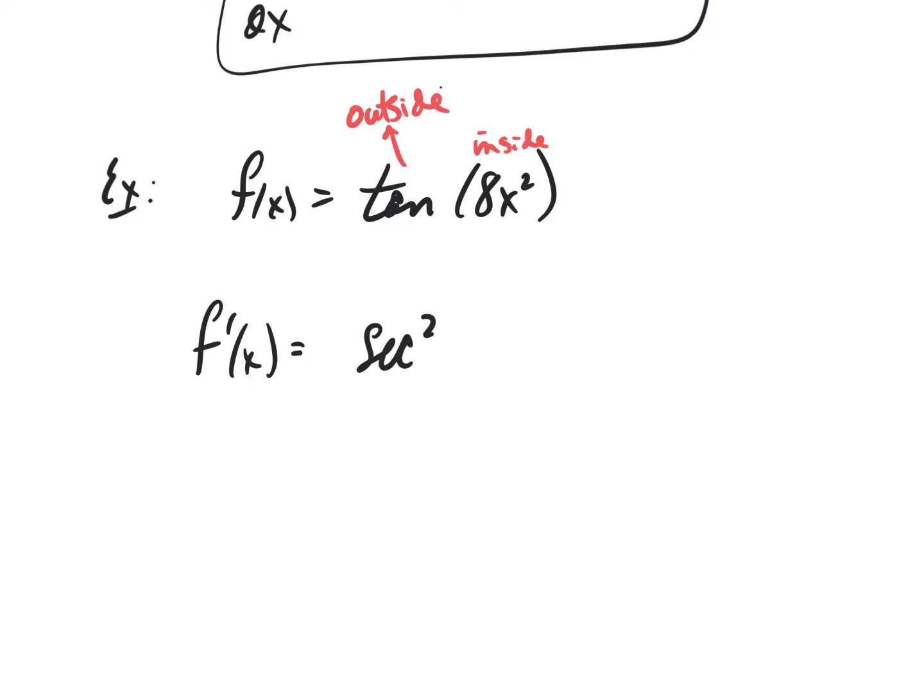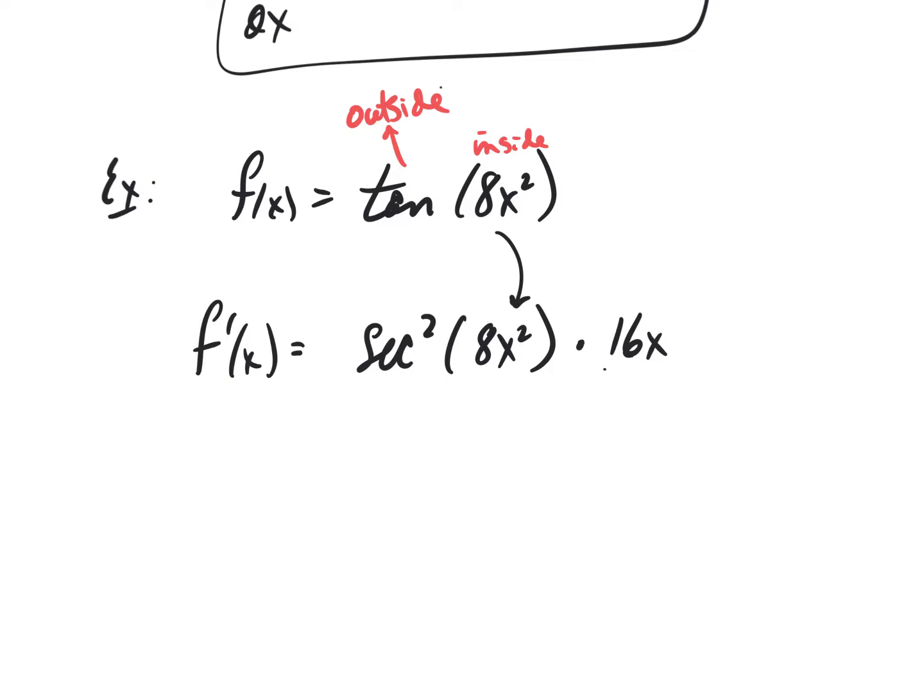Secant squared. But we have to leave the inside function alone. So the angle, the inside function, stays the same. But then what we have to do is multiply by the derivative of the inside function. So the derivative of 8x squared is 16x. So secant squared is the derivative of the outside, leaving the inside function alone, 8x squared. Then we have to multiply by the derivative of the inside function.